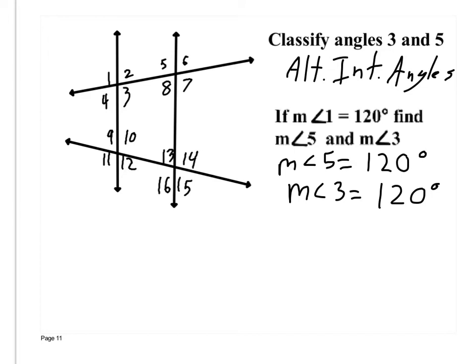I could have found out the measure of angle 3 because I know 5 and 3 are alternate interior angles. So there's two different ways of finding the measure of angle 3. 5 and 3 or 1 and 3. You're still going to get the same answer. Alright?